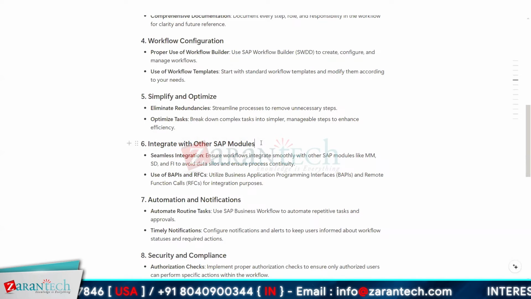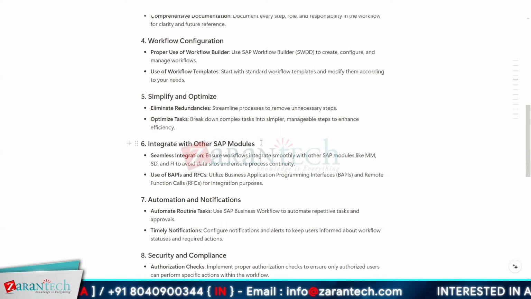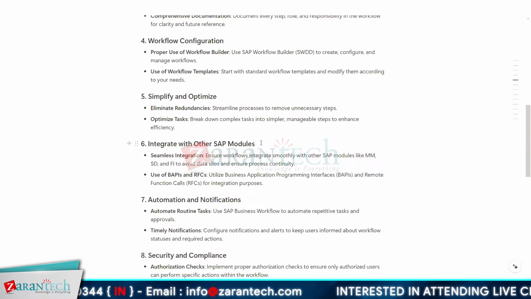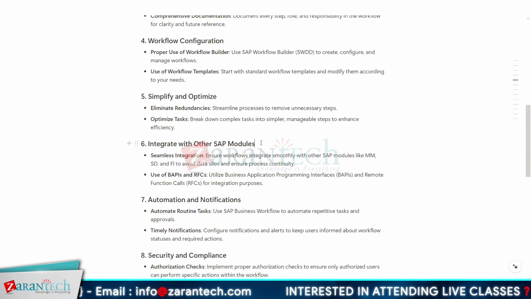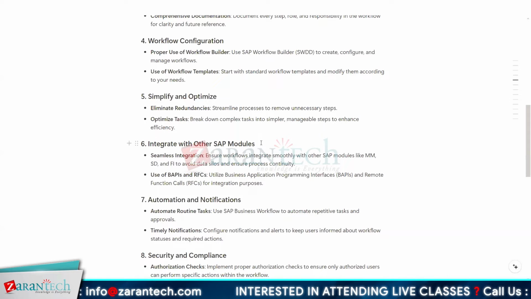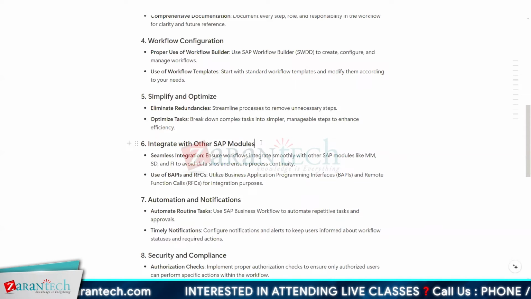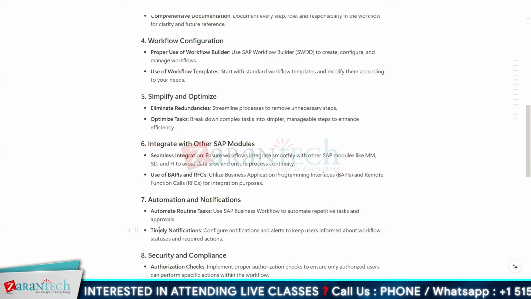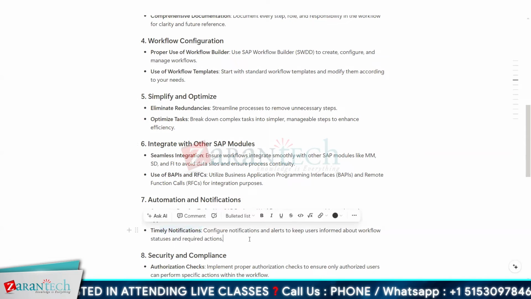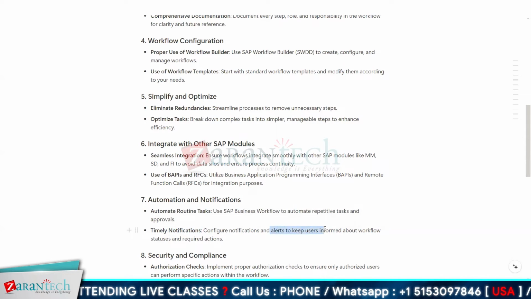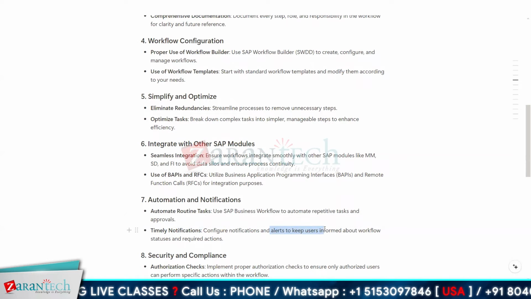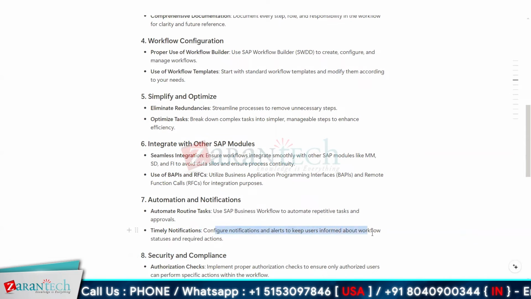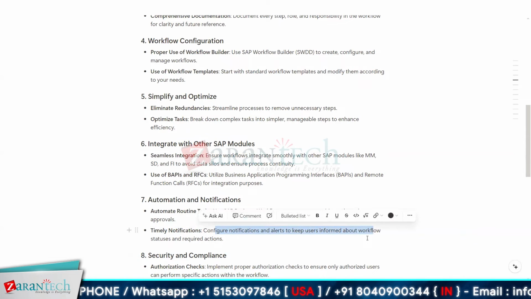The seventh one we have is automation and notification. We can automate routine tasks. Use SAP Business Workflow to automate repetitive tasks and approvals. Then the next one is timely notification. Configure notifications and alerts to keep users informed about workflow statuses and required actions.